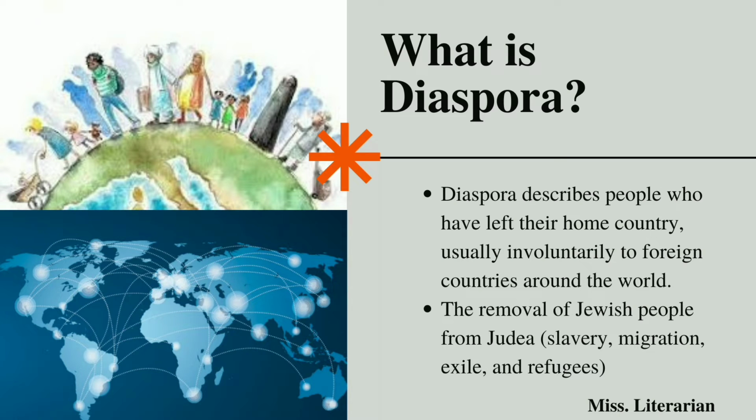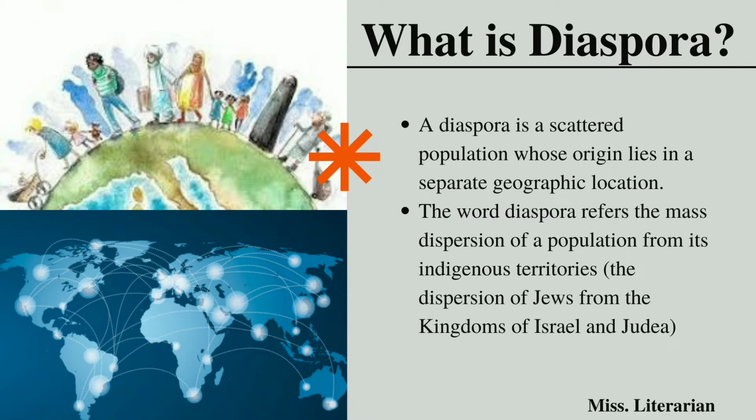Diaspora describes people who have left their home country, usually voluntarily or involuntarily, to foreign countries around the world. So it is a scattering of population whose origin lies in a separate geographic location. Historically, the word diaspora was used to refer to the mass dispersion of population from their indigenous territories. Indigenous are the original inhabitants of the land. We even call them aboriginals or tribes.